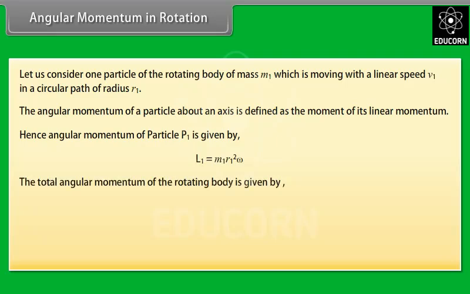The total angular momentum of the rotating body is given by L is equal to L1 plus L2 and so on till Ln. By putting the value of L into the above equation, we get L is equal to m1 r1 square omega plus m2 r2 square omega and so on till mn rn square omega. Thus, we get the result. L is equal to I omega.